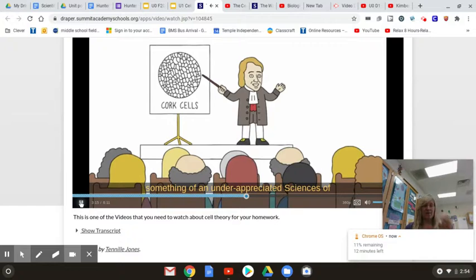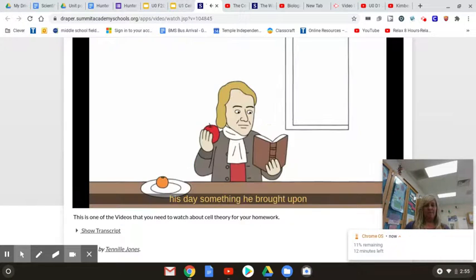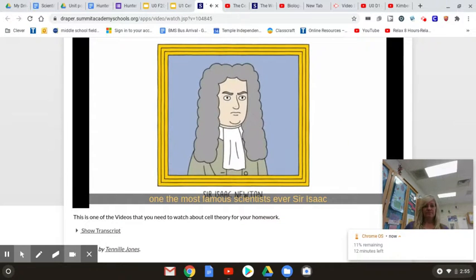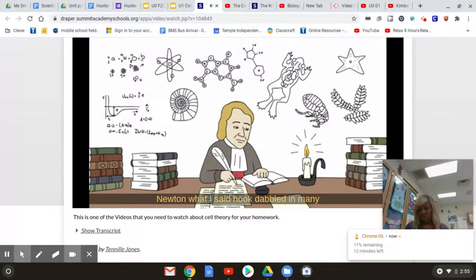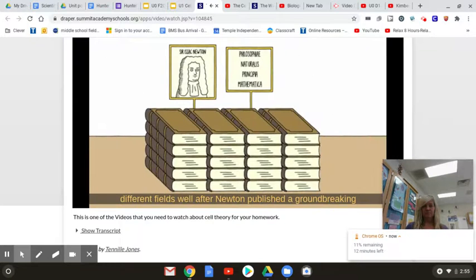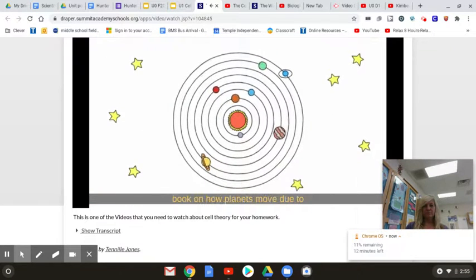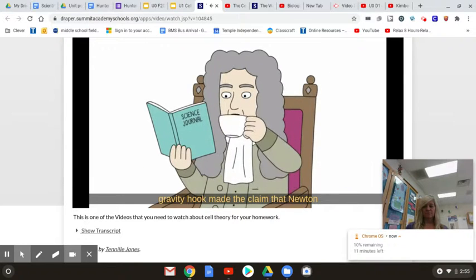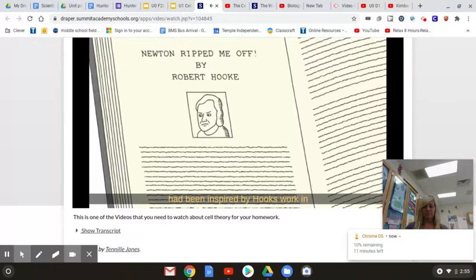Hooke was something of an underappreciated scientist of his day. Something he brought upon himself as he made the mistake of locking horns with one of the most famous scientists ever, Sir Isaac Newton. Remember when I said Hooke dabbled in many different fields? Well, after Newton published a groundbreaking book on how planets move due to gravity, Hooke made the claim that Newton had been inspired by Hooke's work in physics.